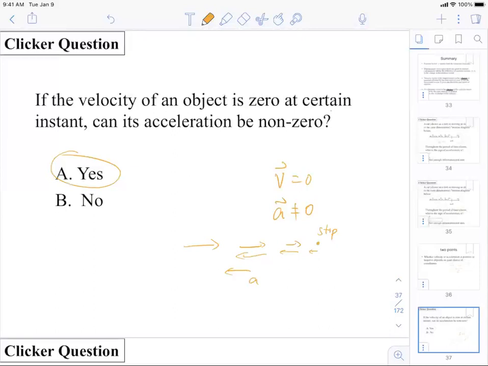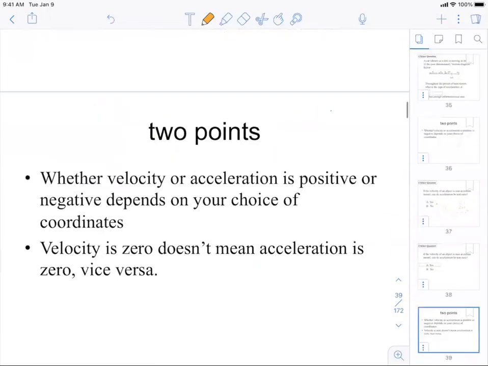So an example would be, imagine you are throwing a ball up in the air. The ball will slow down because eventually it falls back down. So the ball goes upward, reaches the highest point and stops, and then falls back down. During this process, you have a gravitational acceleration pointing downward at all times. So that's an example that shows the answer is choice A. The takeaway message is that velocity 0 doesn't mean that acceleration is 0, and vice versa.